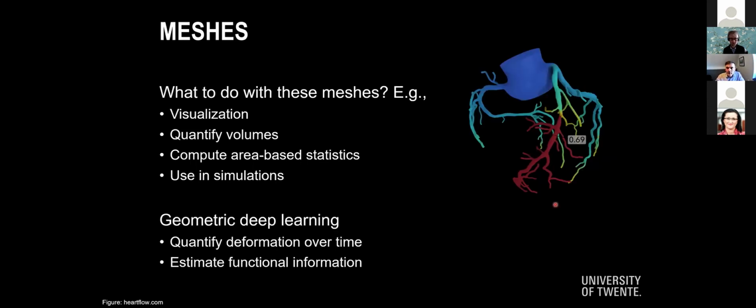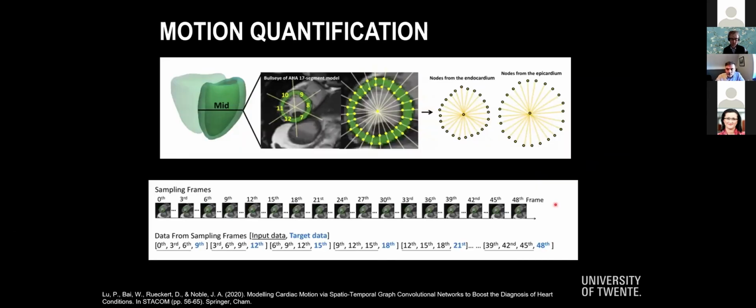The question is what to do if you have these meshes. We can do the things that we all do, like visualization, quantifying volumes, computing area-based statistics, and using simulations like FFR, as you see on the right. Or you can actually try to do more deep learning on these meshes. So two examples. One example here is using the segmentations and graph neural networks that you can get from a myocardial segmentation in cardiac MR to predict motion over time and to extract motion parameters that can then be used to detect if a patient has some abnormality in the way that the heart moves.